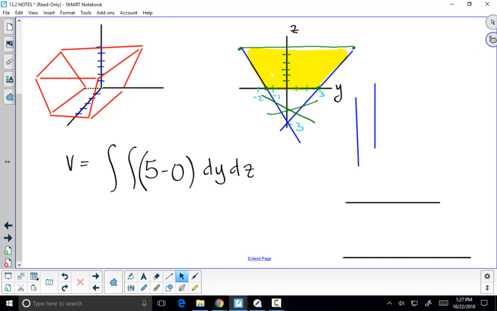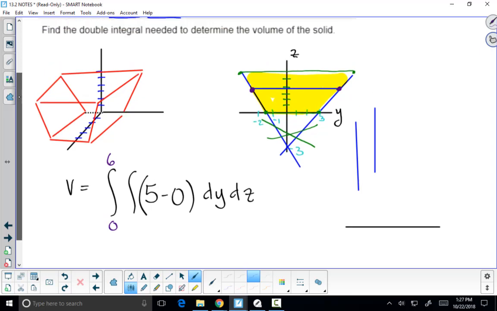We have to use a horizontal element. If we don't use a horizontal element, then we are not going to have a unique situation. We'd have to subdivide it. So there's our element. And the z's we said are constant, 0 to whatever that z-intercept was, which was 6. And then the y's are going to go from that left curve to the right curve.